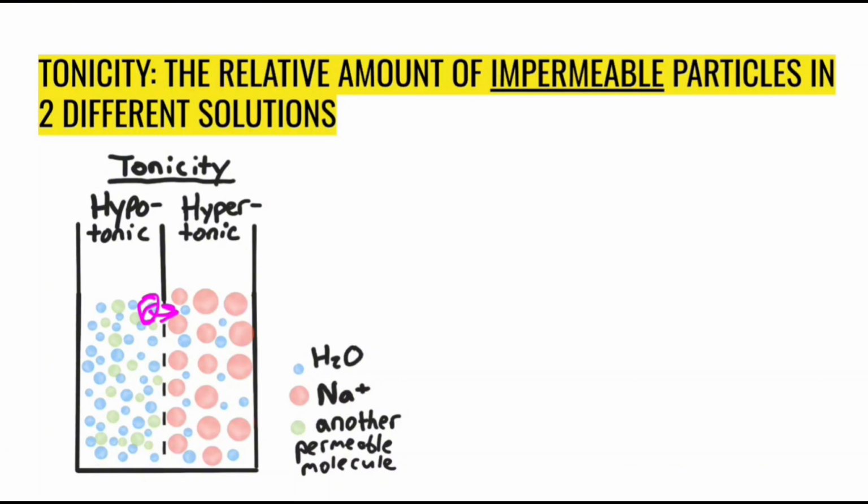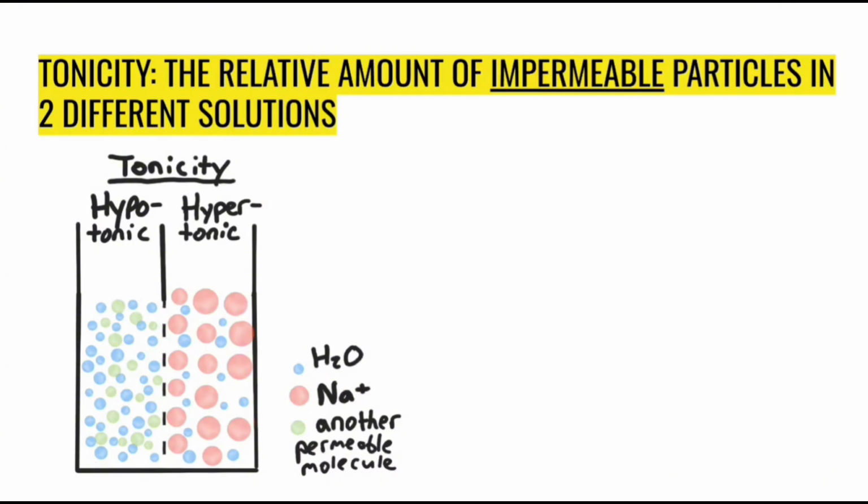Okay, so when we look at this, let's look at this example here. On this side, we have water and we have a permeable molecule. So both water and whatever this permeable molecule is are capable of diffusing to the other side down their concentration gradients.